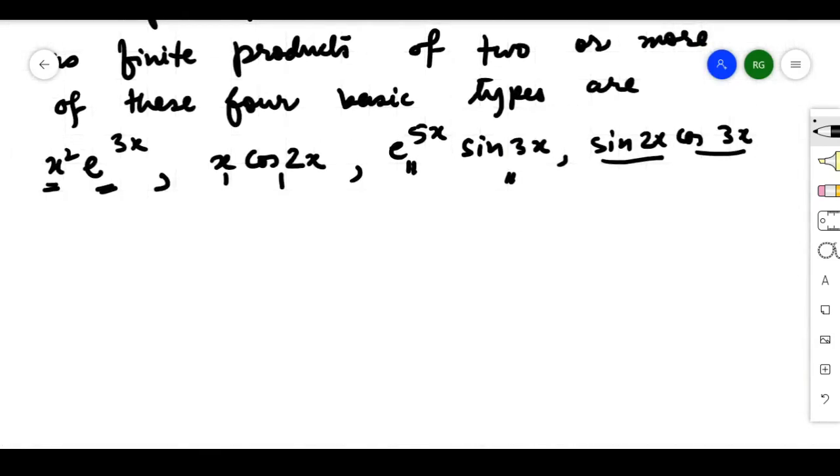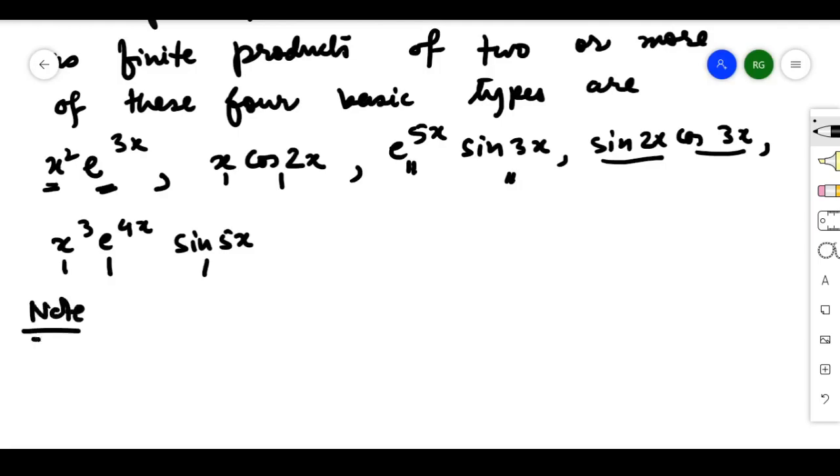Then if I consider, say, x cube e to the power 4x sin 5x, then it is a product of three UC functions. X cube is of type 1, e to the power 4x is of type 2 and sin 5x is of type 3. So these are also UC functions.